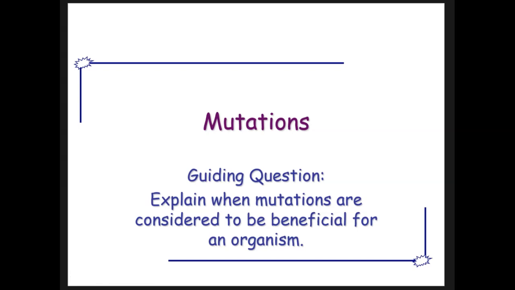This is the flipped lecture over mutations. After I finish instructions, please pause the video and set up Cornell notes on pages 8 and 9 in your journals. You've also been given a fill-in-the-blank companion to go along with the lecture. Be sure to write your guiding question at the top of page 8, which is, explain when mutations are beneficial for an organism. You should be able to answer that question in your notes summary at the end of the lecture.